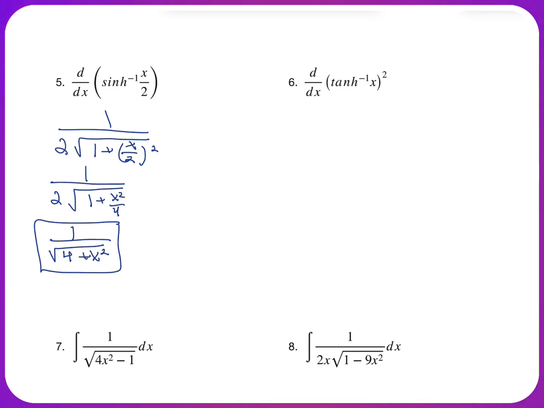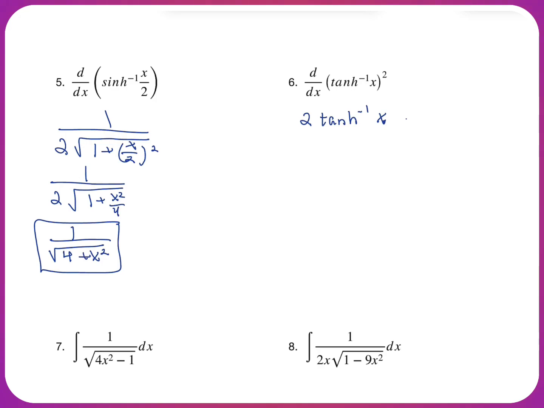Okay, now let's look at number 6. Here I'm going to find the derivative with respect to x of the inverse hyperbolic tangent of x quantity squared. So since the inverse hyperbolic tangent function is inside the square operation, I'm going to have to find this derivative using the chain rule. So I'm going to start by taking the derivative of the outside, the derivative of a square operation. That will give me 2 times, and I'm going to copy down the inside function. So that's 2 times the inverse hyperbolic tangent of x.